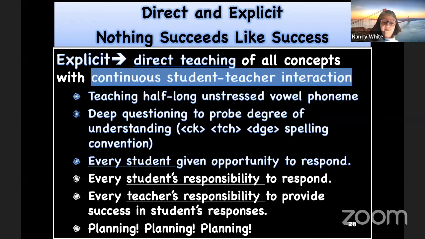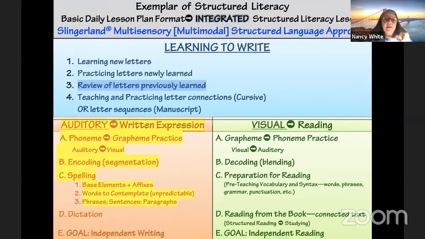But if you keep going, they might think you're annoying sometimes because you keep going. But in the end, they feel better because they're learning. So as you saw last week, this is the Slingerland lesson plan. And I'm going to do a little demonstrating of how these principles are put into practice.